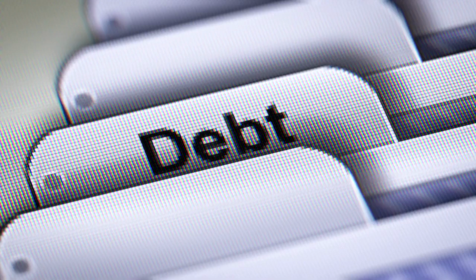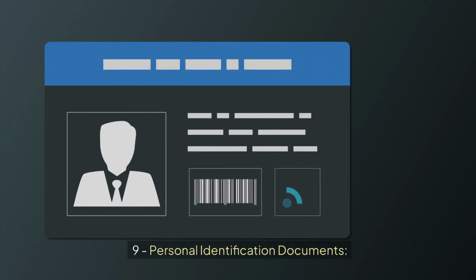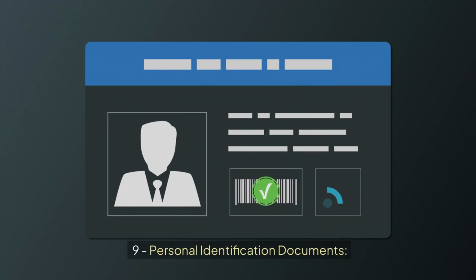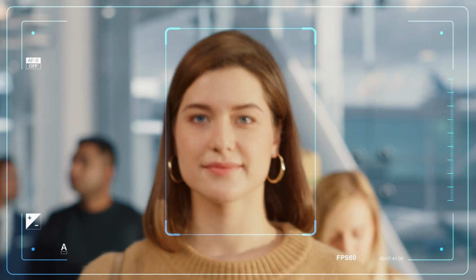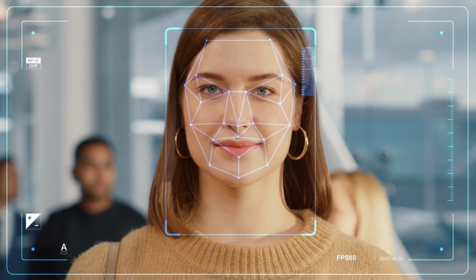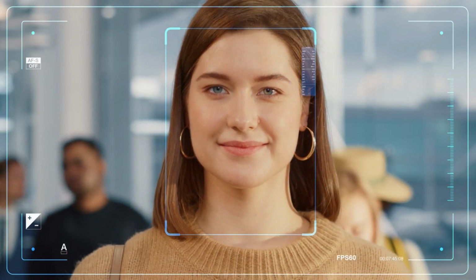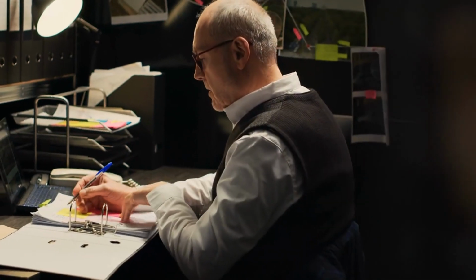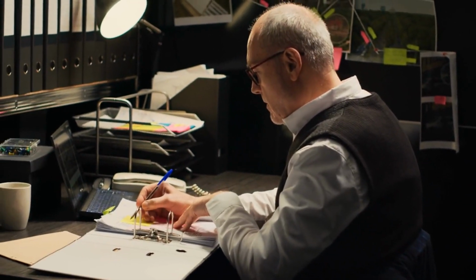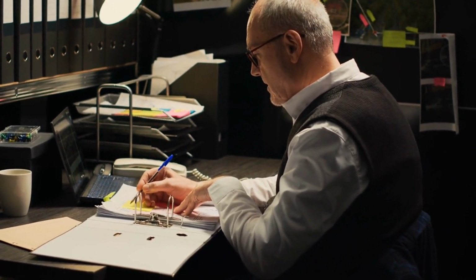This information will be used to determine how debts should be paid off from the estate. 9. Personal identification documents. Collect the deceased's driver's license, social security card, and other forms of identification. These documents will be needed to verify the deceased's identity and to complete various administrative tasks.